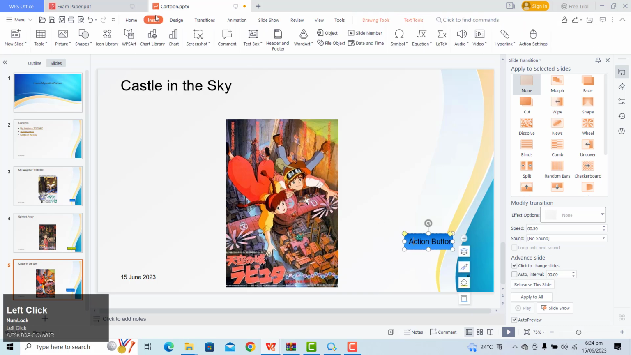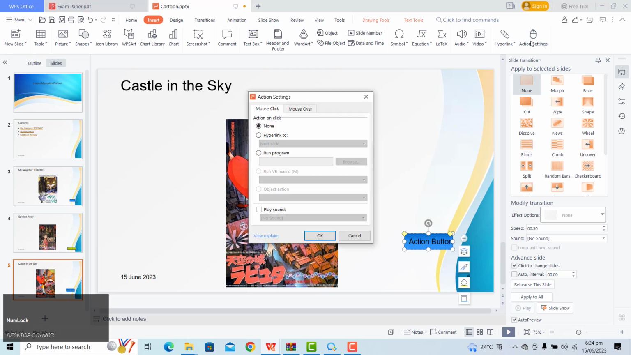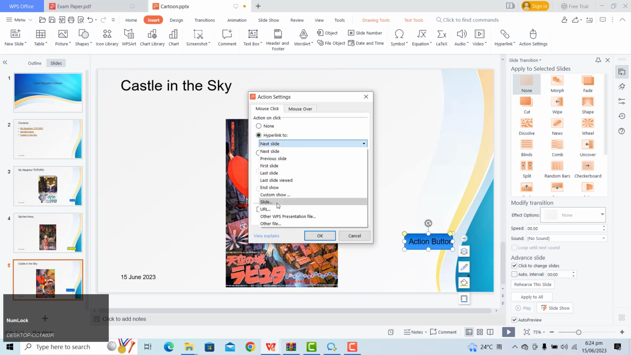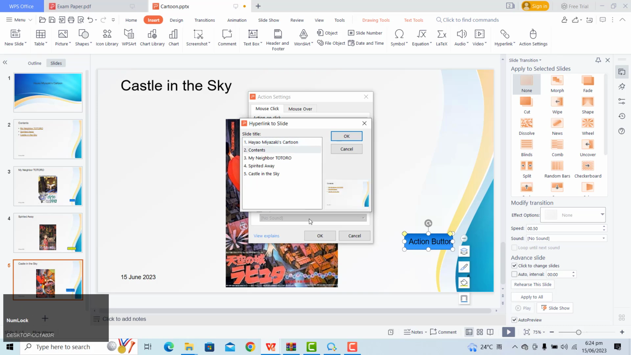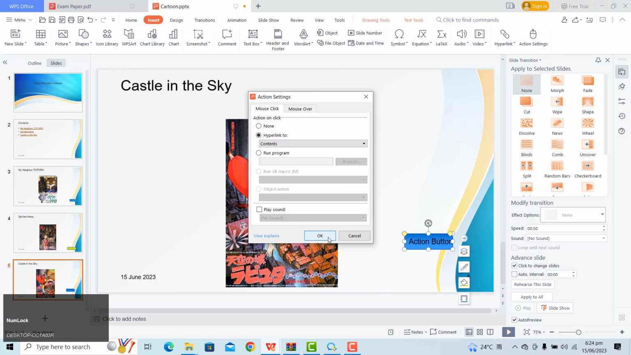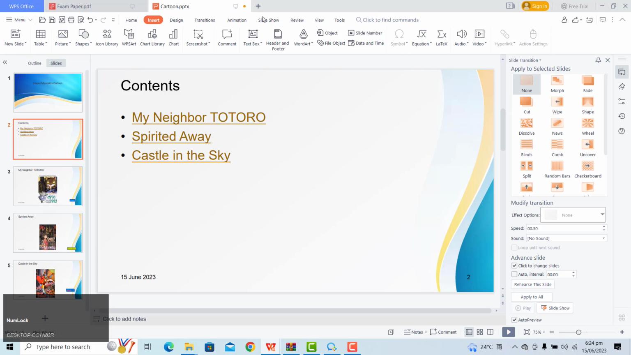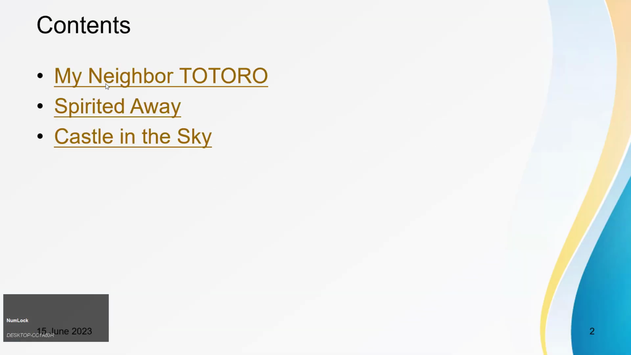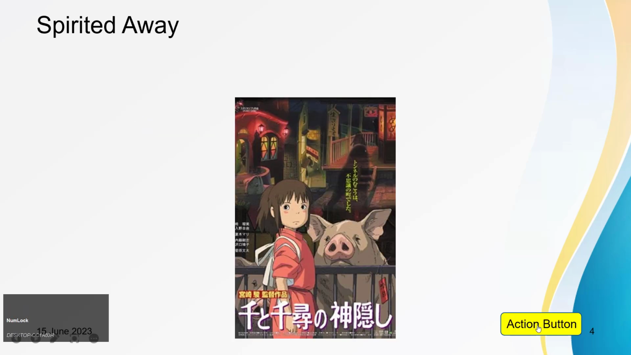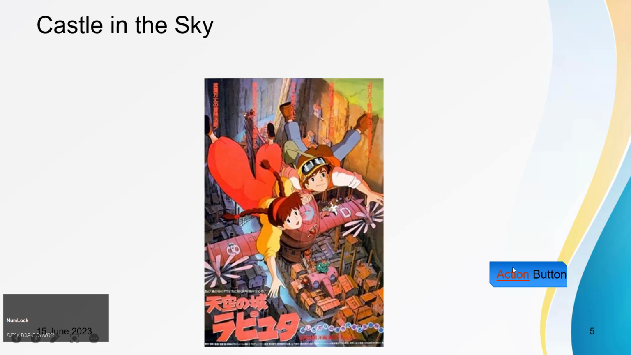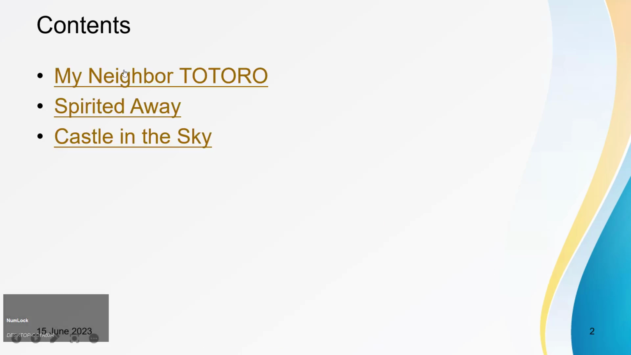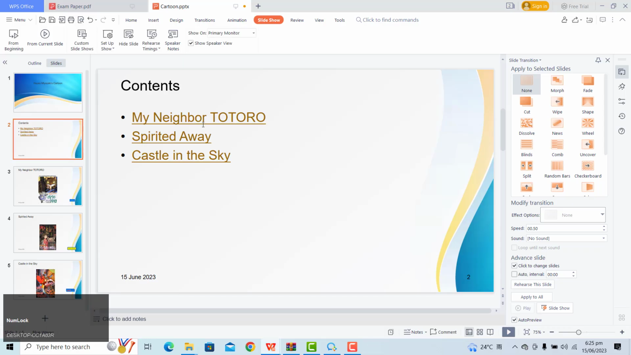Again, select it, go into the Insert. Here you can find the Action Setting, click on it, hyperlink to slide and contents, and OK, and click on OK. Again, our action button is created. Now we can check whether they are working or not. So again, I will go to slideshow, and from current slide, I will click any, like Spirited Away, and I will now click on action button, so it will bring us back from where we have already started. So that's good. This point is completed.